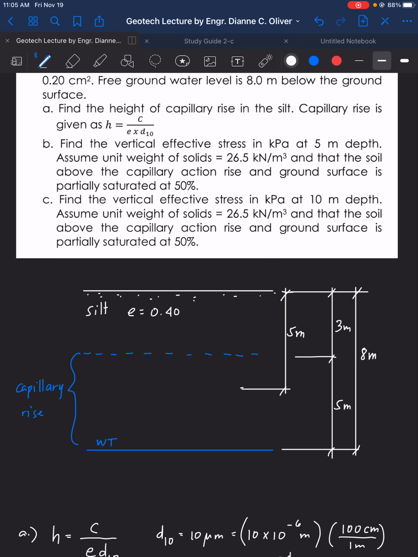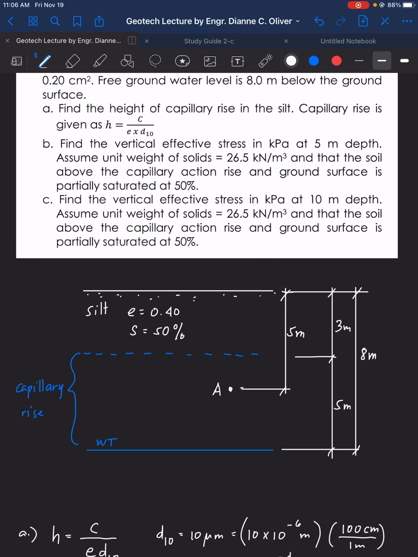So 5 meters here, and let's put that point A. Assume unit weight of solids. Pay attention, since the unit weight of solids did not mention if it is gamma M, gamma sat, or gamma dry. It just says the unit weight of solids is 26.5 kilonewton per cubic meter, and that the soil above the capillary rise on the ground surface is partially saturated at 50%. So S here is 50%.